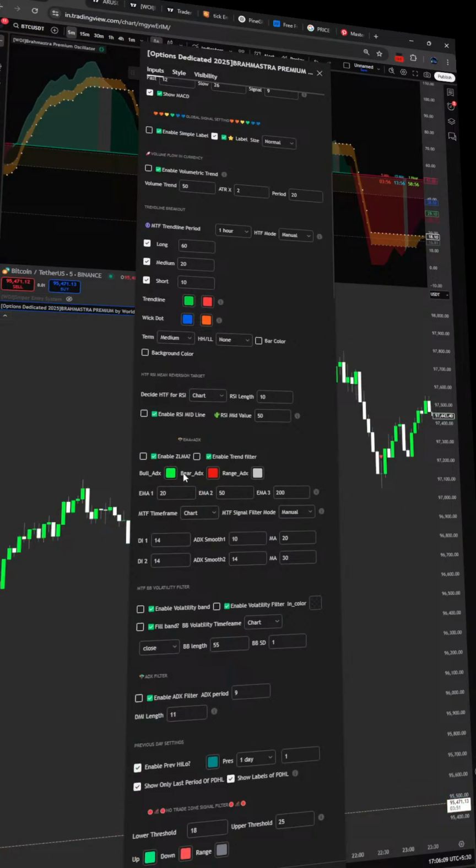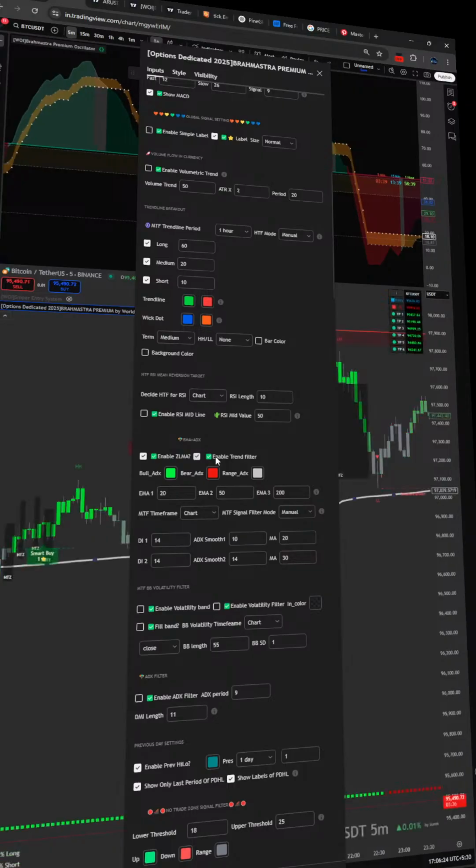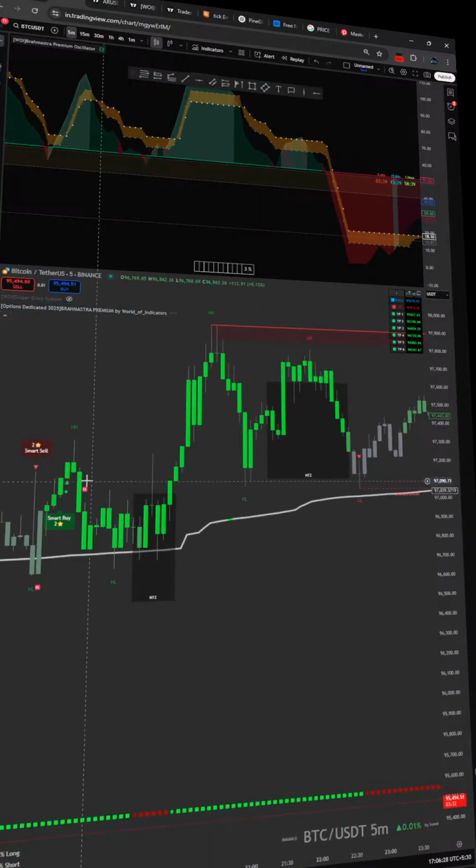So this is the trend filter, and the value is 200 EMA. If you apply the 200 EMA trend filter, for every signal above the 200 EMA you will get only a buy signal, and here you only get a buy signal.